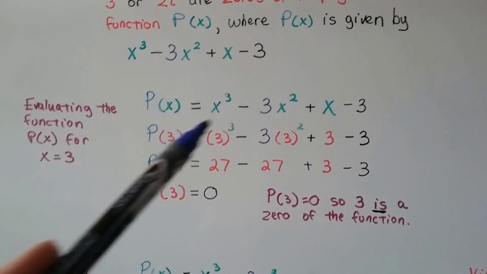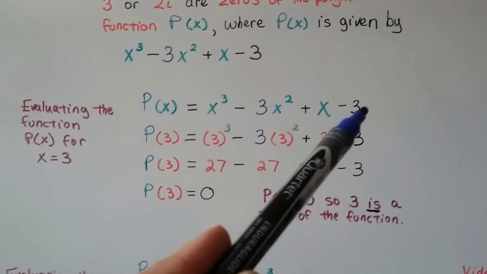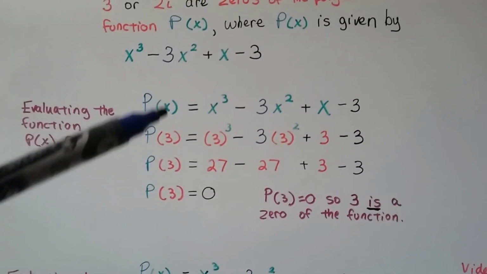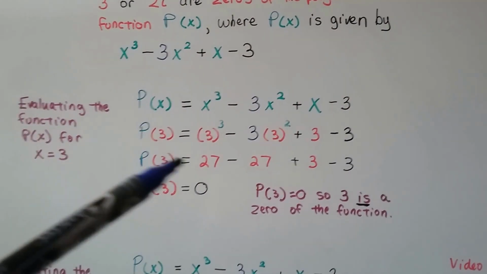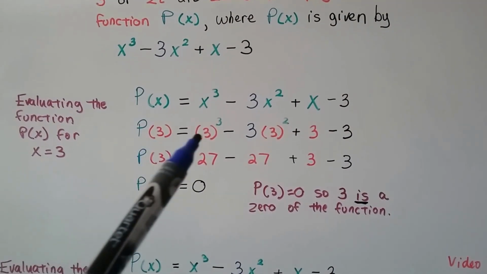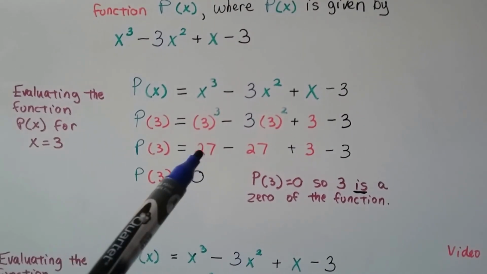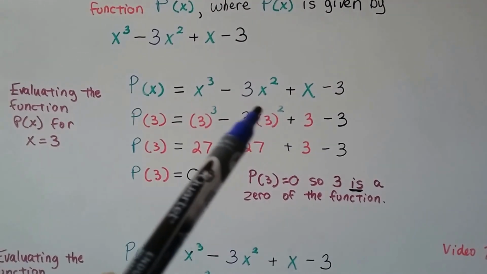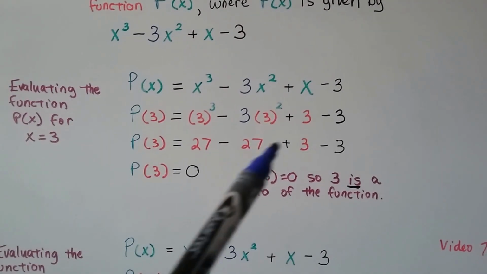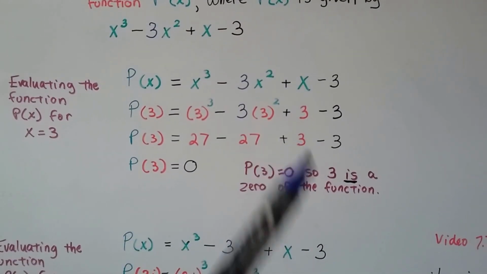So this was our equation, our function. So everywhere there's an x, we're going to put a 3. That means we've got p of 3 equals 3 cubed. And 3 times 3 is 9, times 3 is 27. 3 times 3 is 9, times a negative 3, it's minus 27. And we put our 3 here for our x.